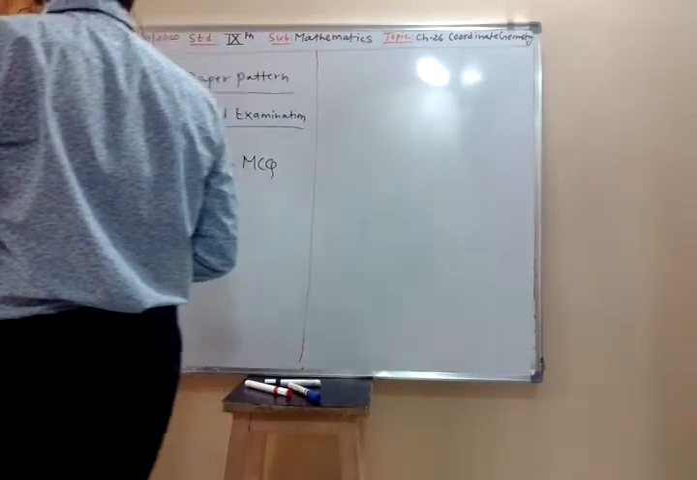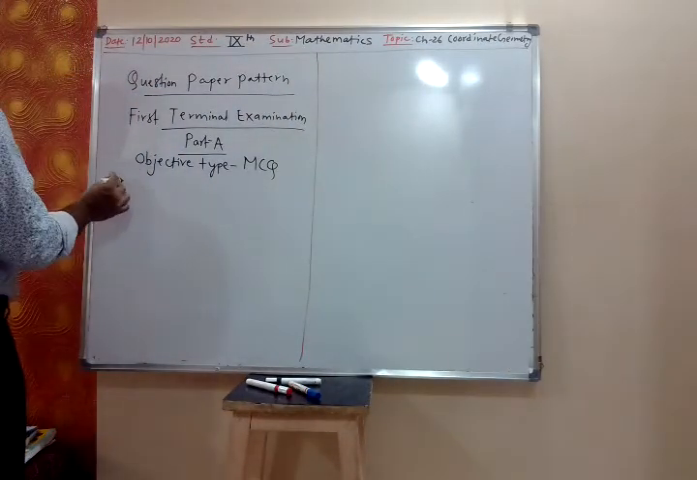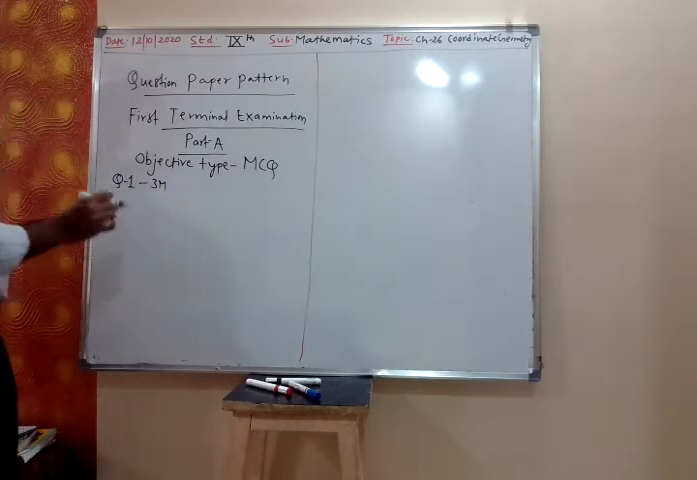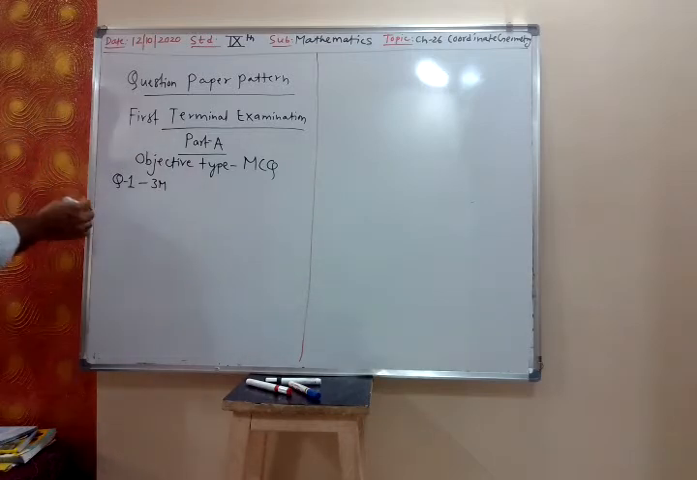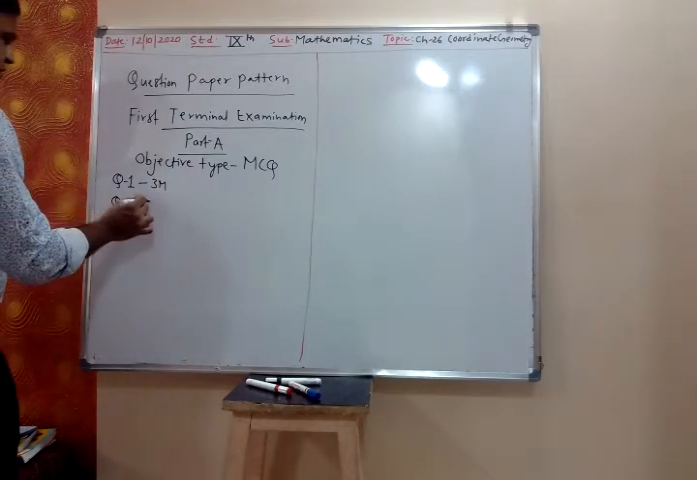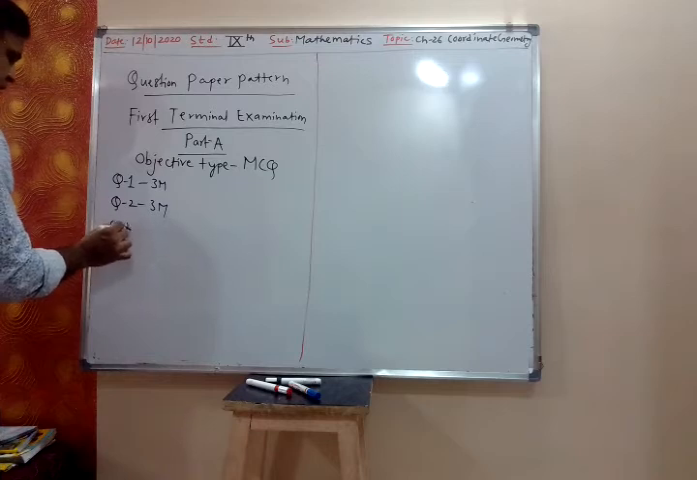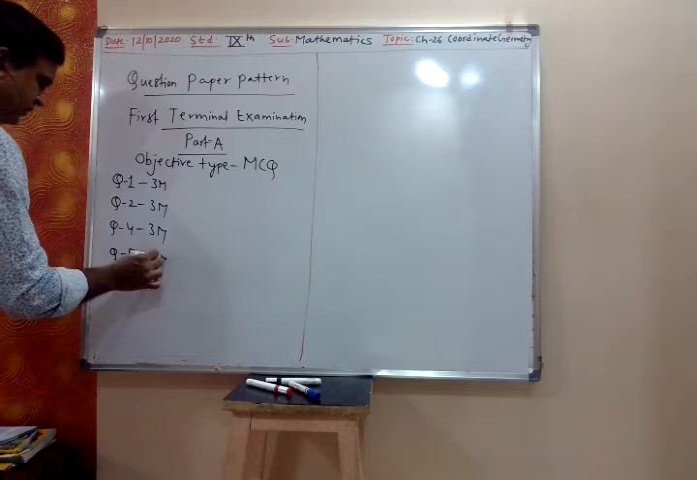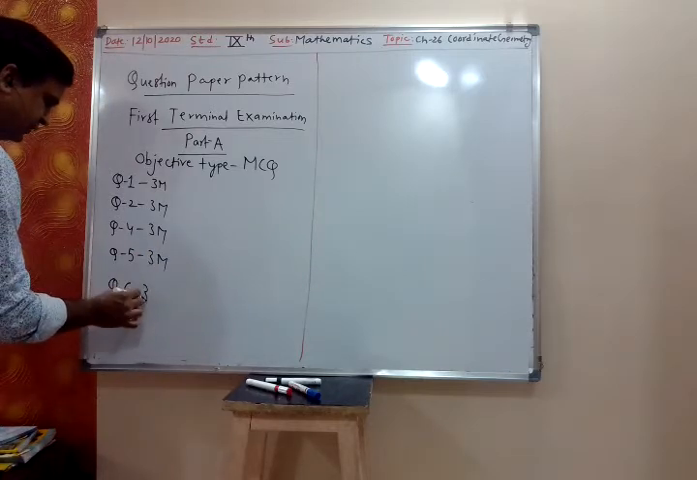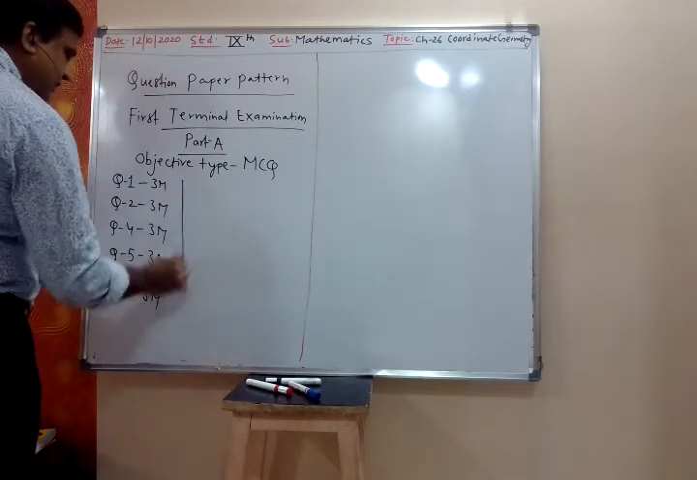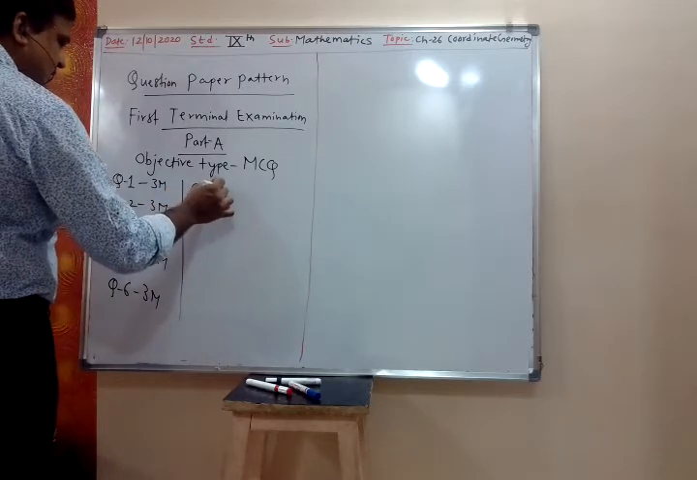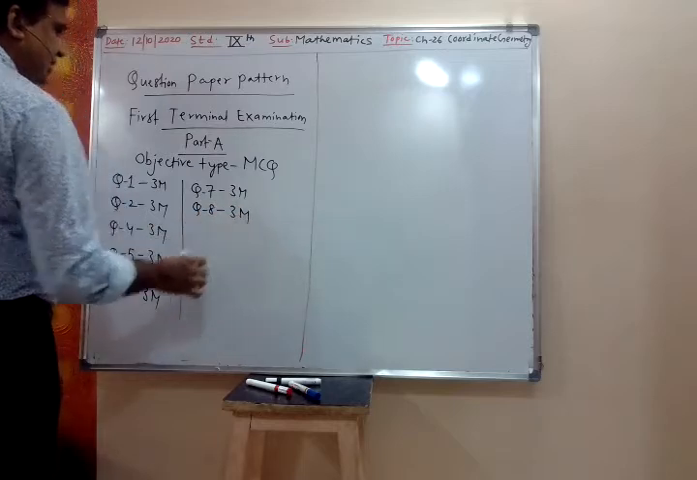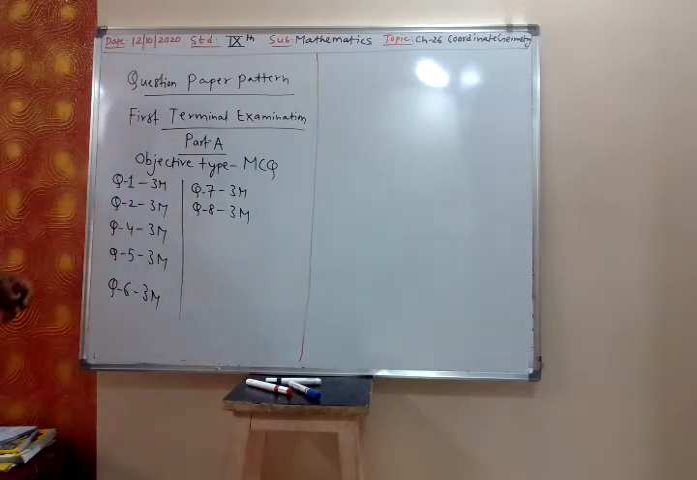Now total there will be 12 questions. You have to only click the correct answer. Question number 1, 3 marks. Question number 2, 3 marks. Question number 4, 3 marks. Question number 5, 3 marks. Question number 6, 3 marks. Question number 7, 3 marks. And question number 8, 3 marks. So in part A, there will be 8 questions of 3 marks.